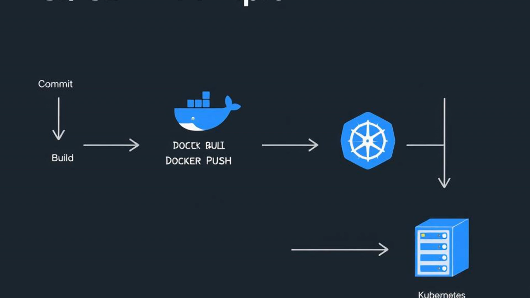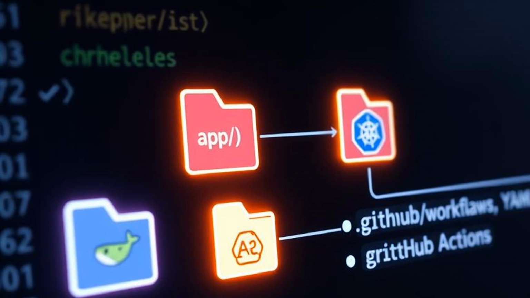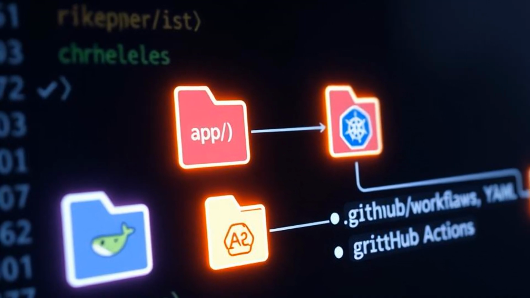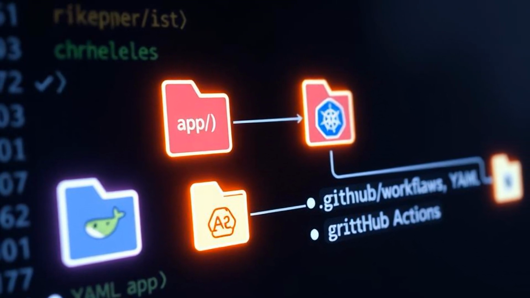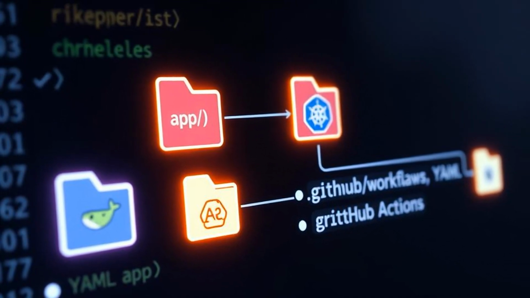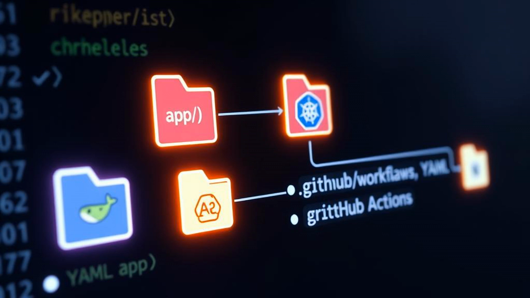Inside a workflow, you define one or more jobs, which are sequences of steps that execute on a runner, essentially a virtual machine provided by GitHub. Each step is an individual command or an action, a reusable piece of code, that performs a specific task, such as checking out code, building a Docker image, or running a kubectl command. It's this modularity that makes GitHub Actions incredibly flexible and powerful for CI/CD.